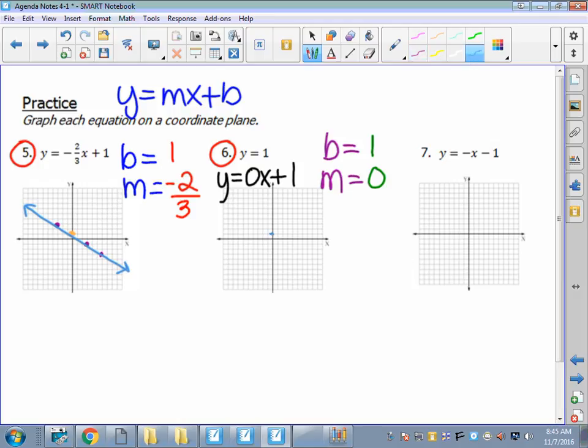So I'm going to begin on the y-intercept, 1 again. It just so happened to be the same point. Now my slope is 0 or 0 over 1. So rise 0, run 1. Rise 0, run 1. As I keep rising 0, do you see why it's going to end up being a horizontal line? Connect those dots. Put arrows on either end. That wasn't so bad to graph. When it's y equals a number with no x's, it's always going to be a horizontal line.